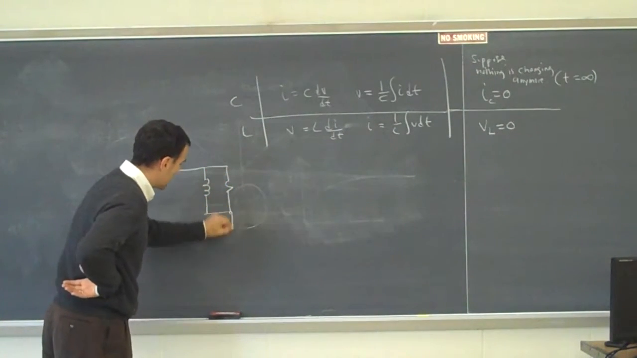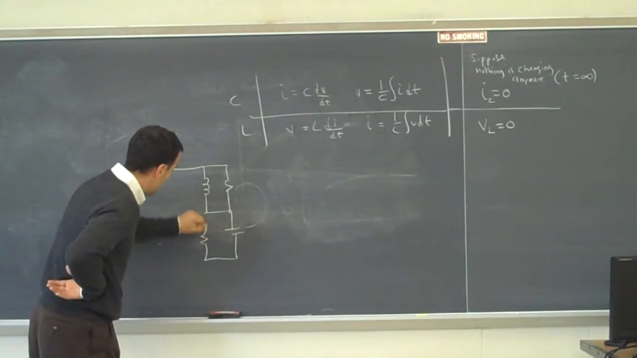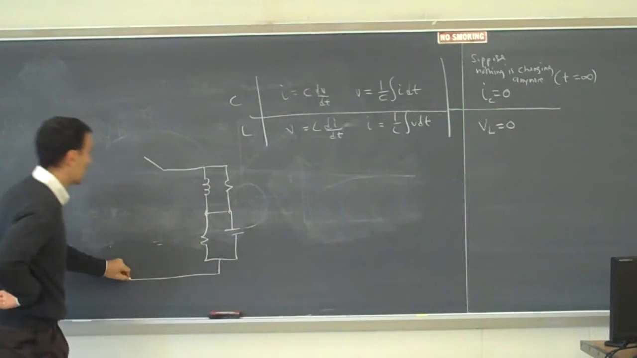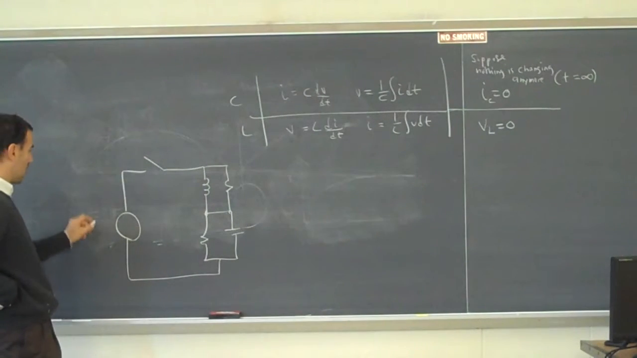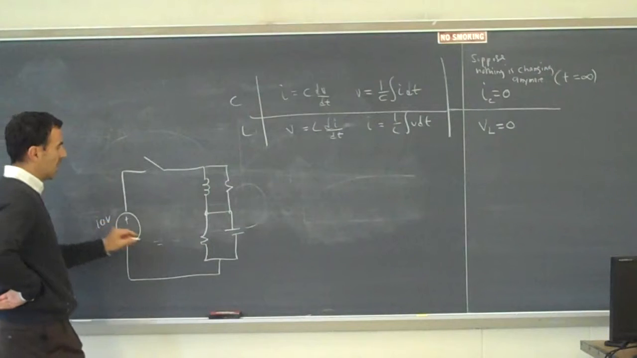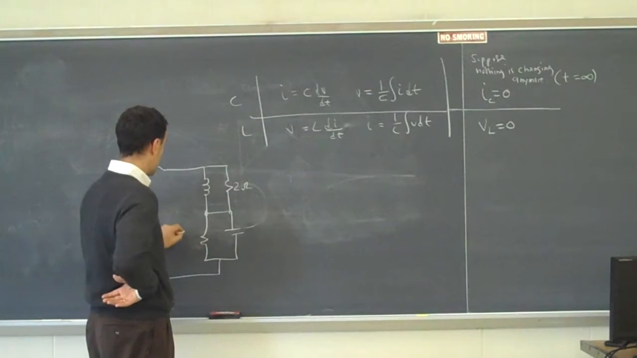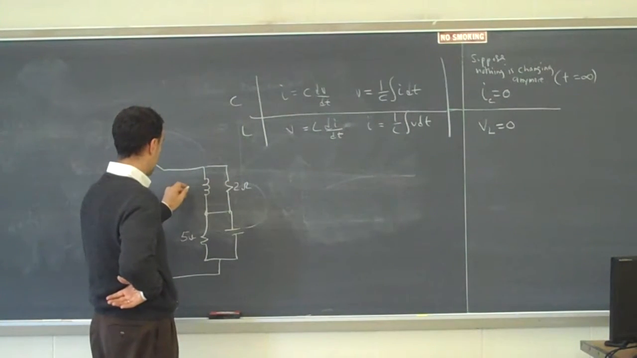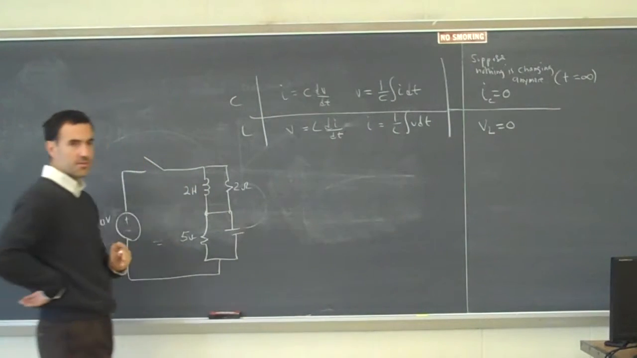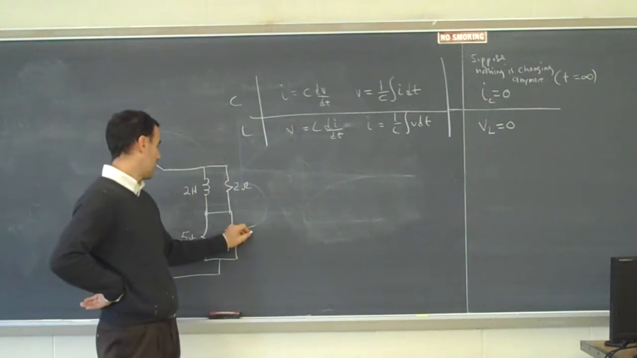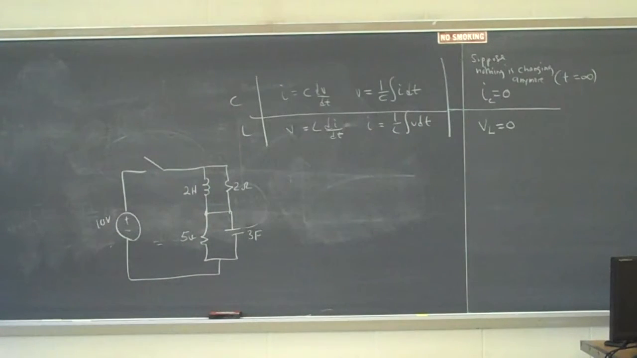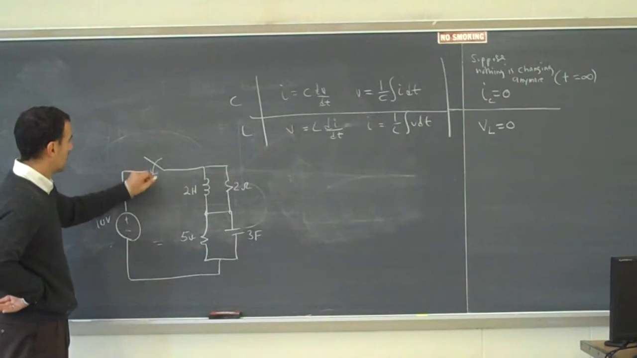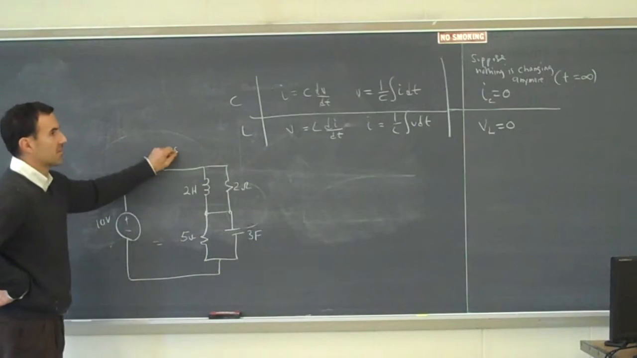It's got a resistor, it's got a capacitor, yay, and it's got another resistor. And I'm connecting this to a 10-volt battery. That's 2 ohms, that's 5 ohms, that's 2 henries for the inductor, and let's say 3 farads for the capacitor. I'm now going to close that switch when time equals 0 seconds.